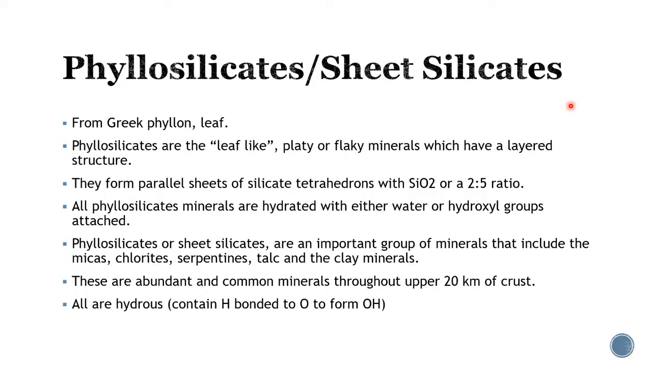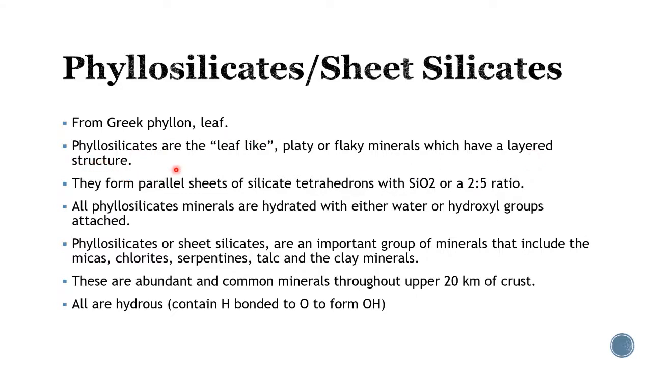This word phyllosilicates actually comes from a Greek word phyllon, which means leaf. Why leaf? Because the arrangement of these silicon and oxygen atoms is kind of a plate or flake or leaf-like. So phyllosilicates are the leaf-like, platy or flaky minerals which have a layered structure.